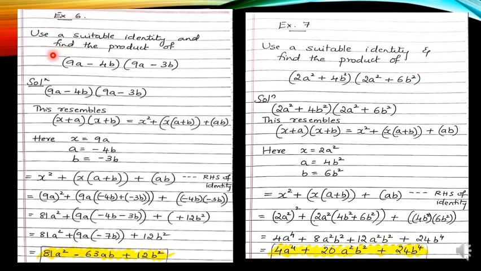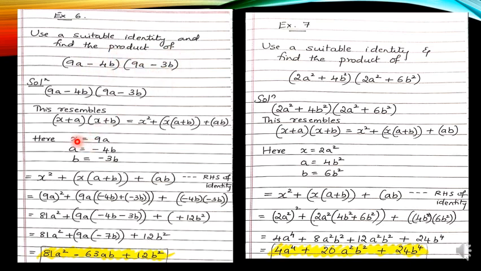Example 6. Use a suitable identity and find the product of 9a minus 4b and 9a minus 3b. Here also you are going to use the same identity, that is x plus a into x plus b, which is equal to x square plus x into a plus b plus ab. Here also we have the first term exactly same. Sign is also same, the term is also same, but the second terms are different.